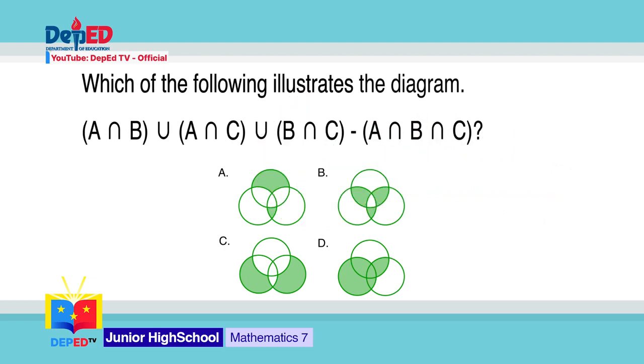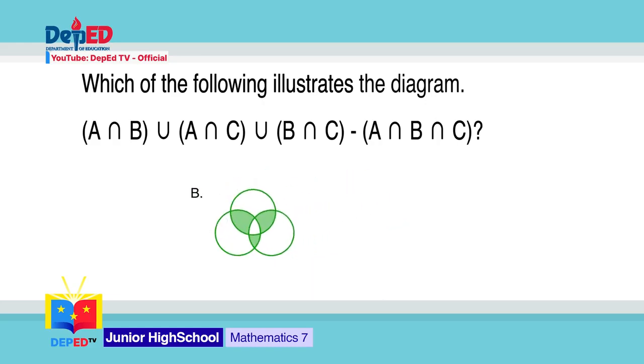Quite tough question, right? So, what do you think is the answer to this challenging problem? Well, the correct answer is letter B. The diagram we need is the one which shows the relative complement of the union of any of these two sets and the set where they all intersected.